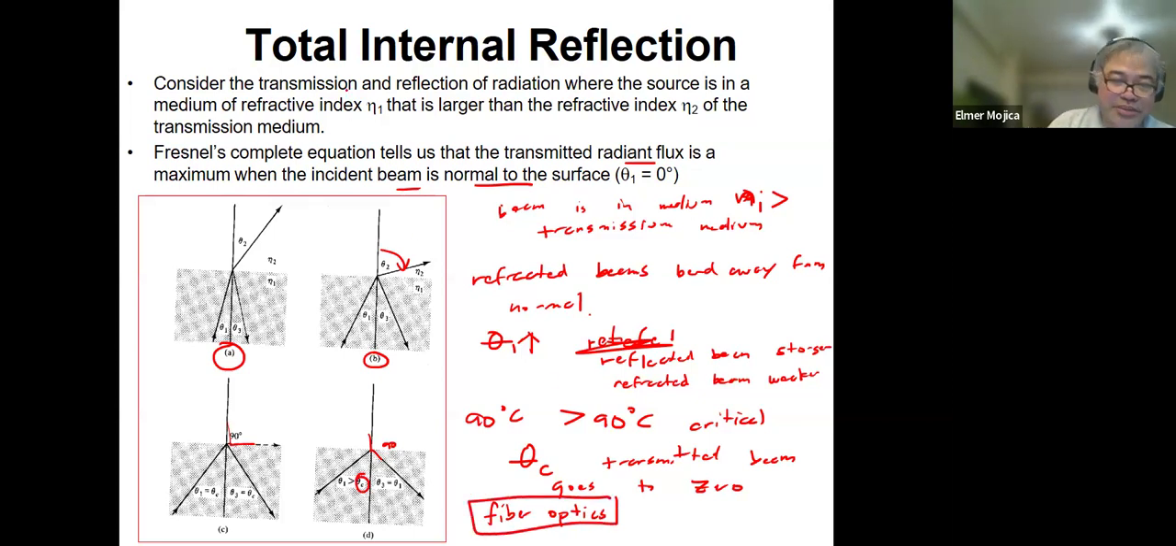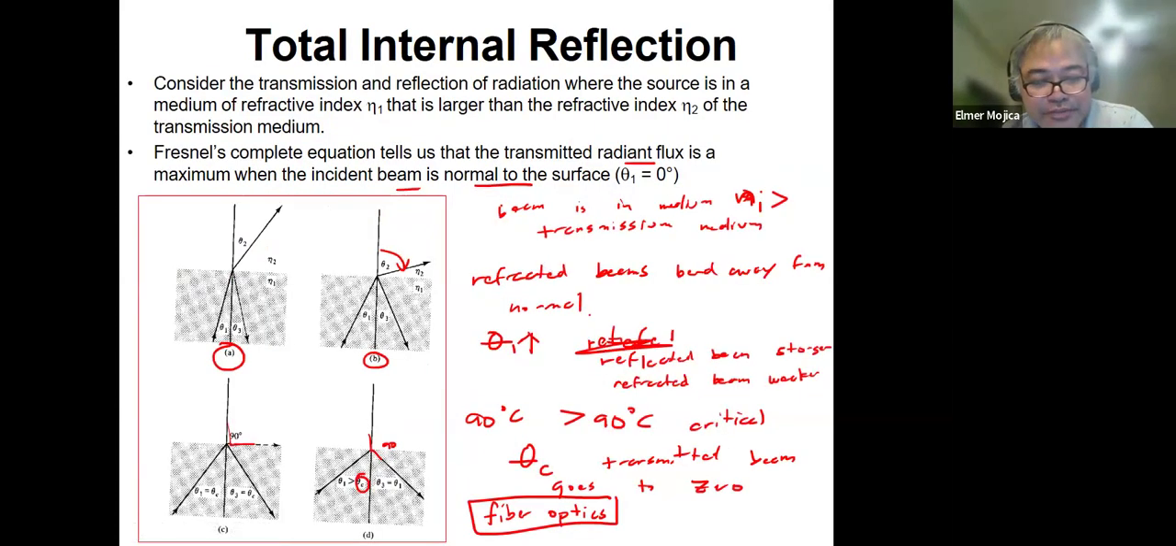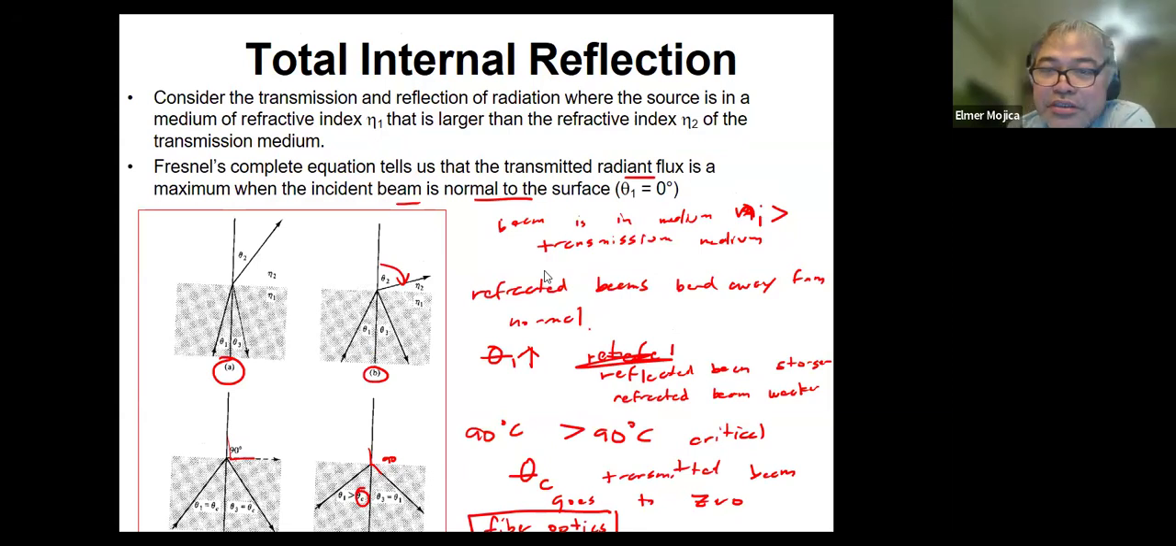Optic fiber, or the fiber optic. So that's where you utilize this concept. Now, the next thing that we're going to discuss has something to do with what we call the absorption law. Another process that can affect radiation is the absorption by the medium.